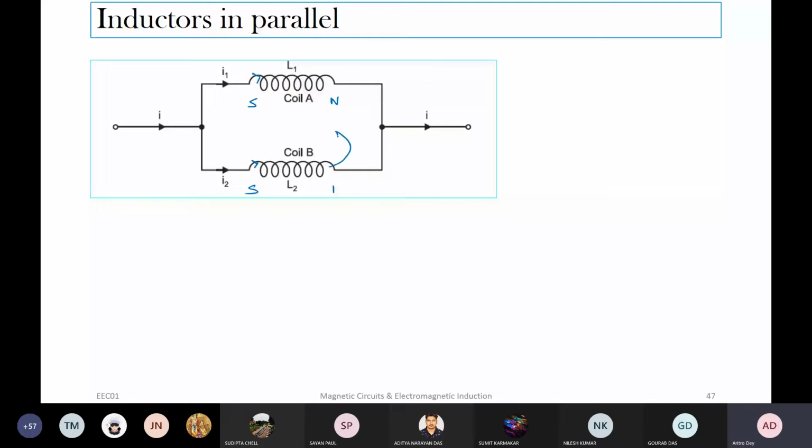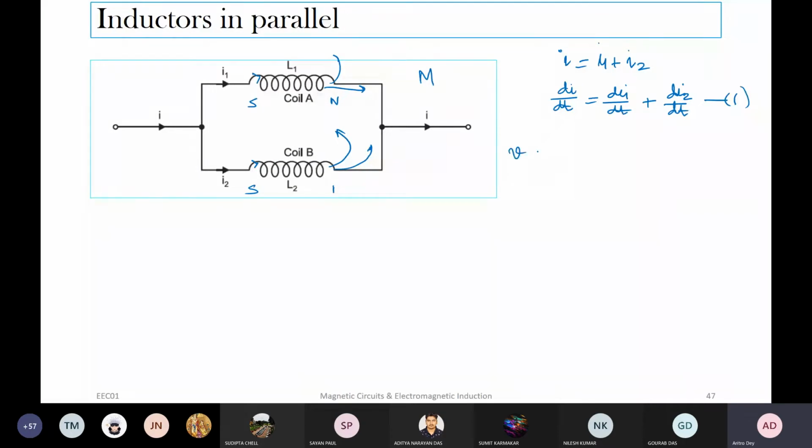So flux line is produced here, and here also flux line will be produced like this. So they are opposing one another, so we'll take M, which is minus. So in that case, for this particular diagram, we can first write I is equal to I1 plus I2. So di dt is equal to di1 dt plus di2 dt, right? This is equation 1.